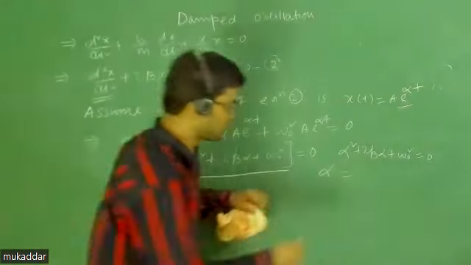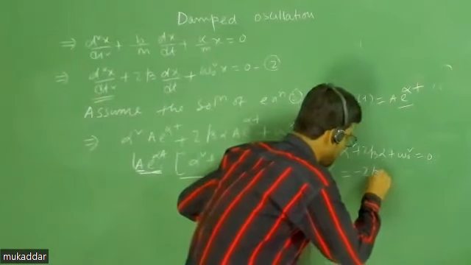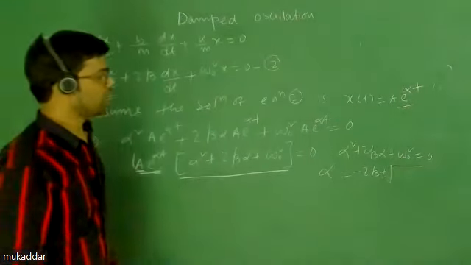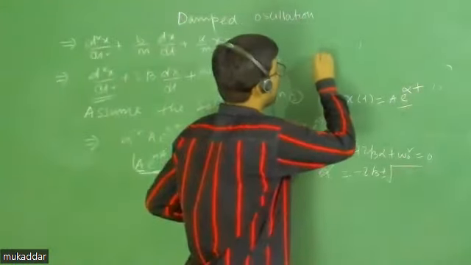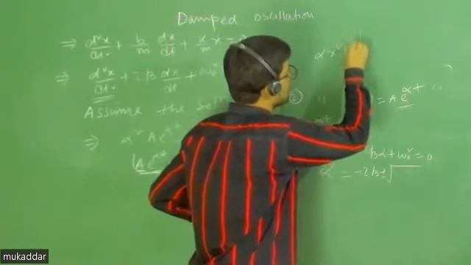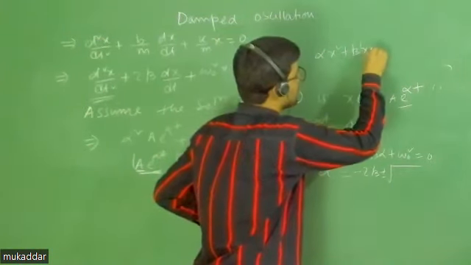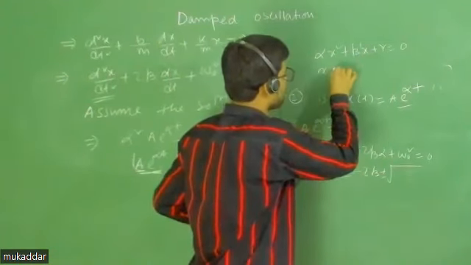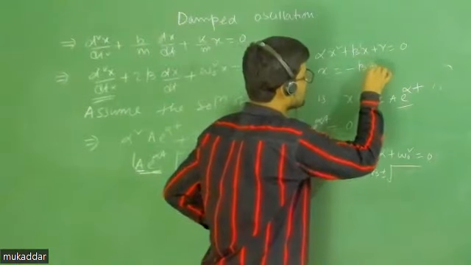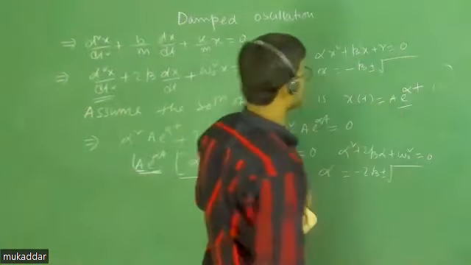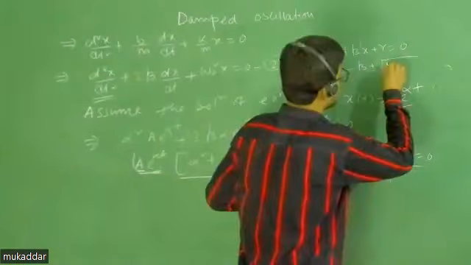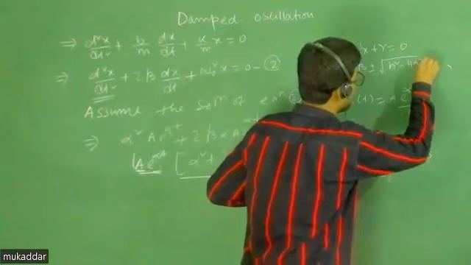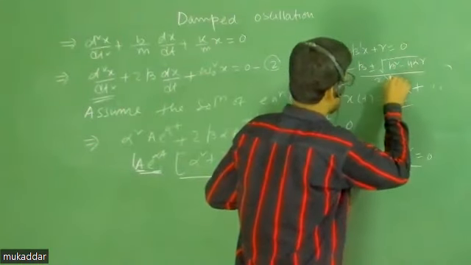What will come for alpha? That will be minus twice beta plus minus, then what will come? As you know, you have alpha x square plus beta x plus gamma equals to 0. Then x is how much? X is minus beta plus minus square root of beta square minus 4 alpha gamma divided by 2 into alpha.